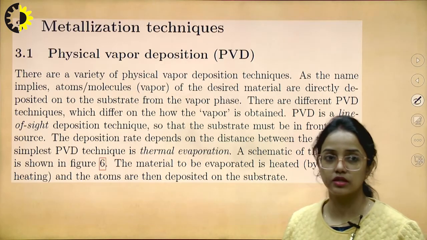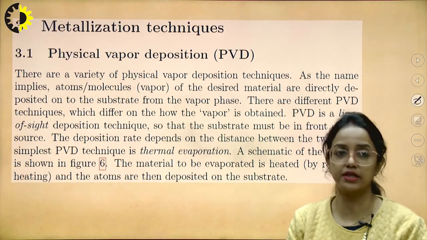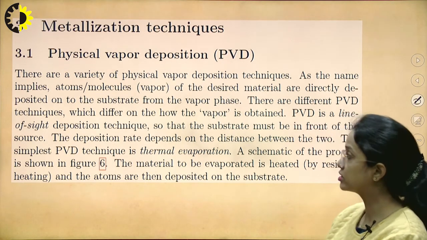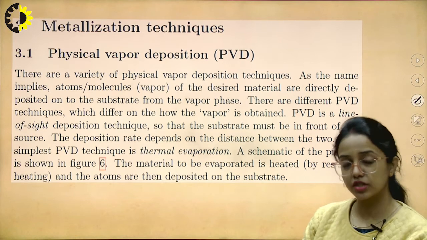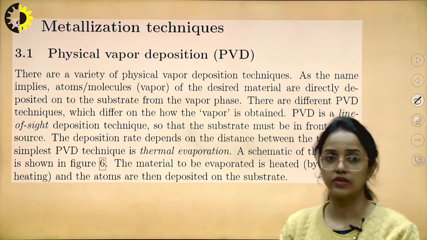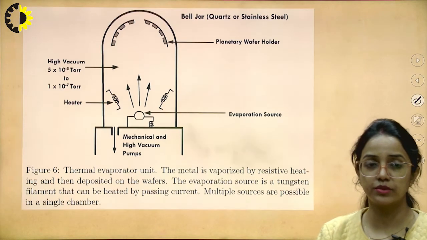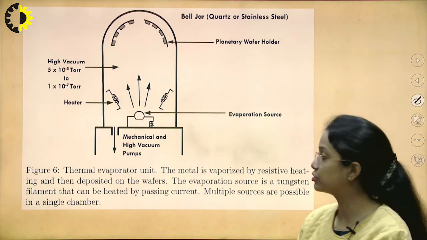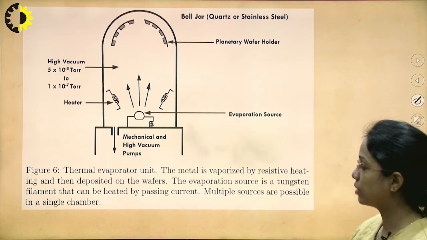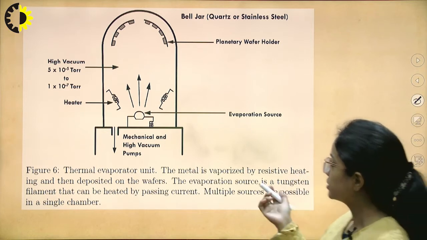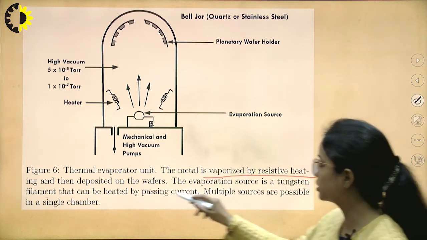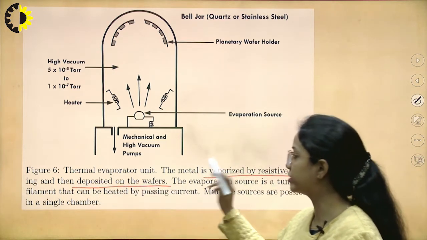So this is another metal, like pure copper. Next we are going to study the mechanisms: physical vapor deposition, electroplating and sputtering. In physical vapor deposition, we can see the diagram. We have to directly consider what happens in this. There is a thermal evaporator unit, in which metal is vaporized by resistive heating and then deposited on wafers.